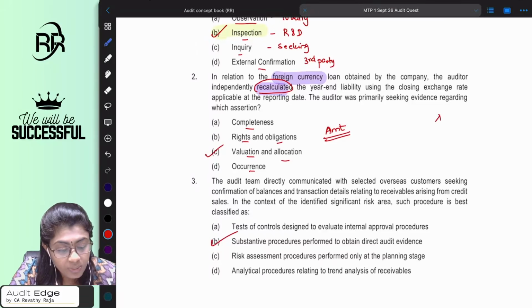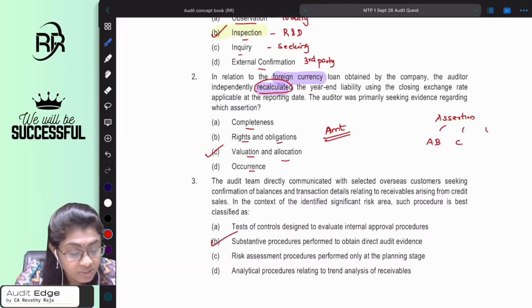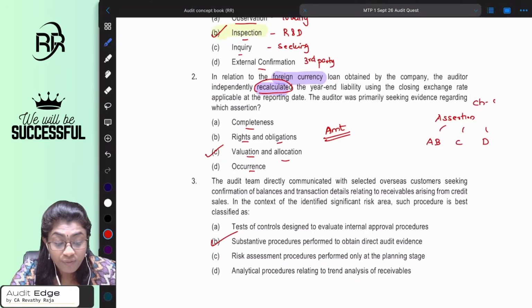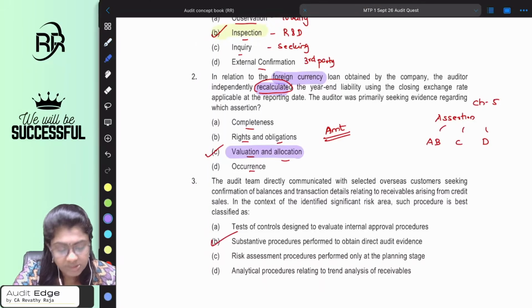So this particular question is with respect to assertions. You have assertions with respect to account balances, you have assertions with respect to classes of transactions, and you have assertions with respect to disclosures. Chapter number 5, items in FS, and also in SA 500, we talk about assertions. So I hope that was clear. Recalculation is amount. Amount means valuation. So the answer is C.